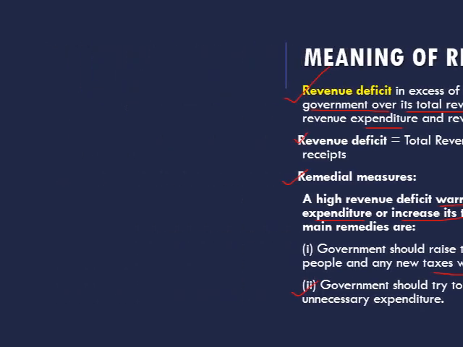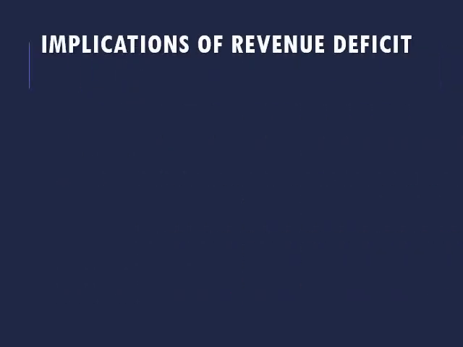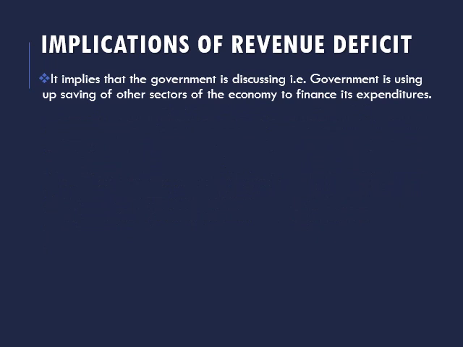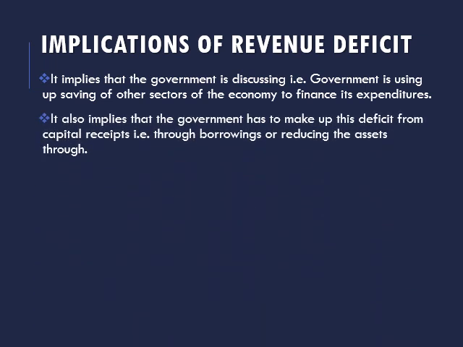What are the implications of revenue deficit? It implies the government is using up savings of other sectors of the economy to finance its expenditures. Second, it also implies that the government has to make up this deficit from the capital receipts through borrowing or reducing the assets. So you are reducing your assets and you are increasing your liabilities.